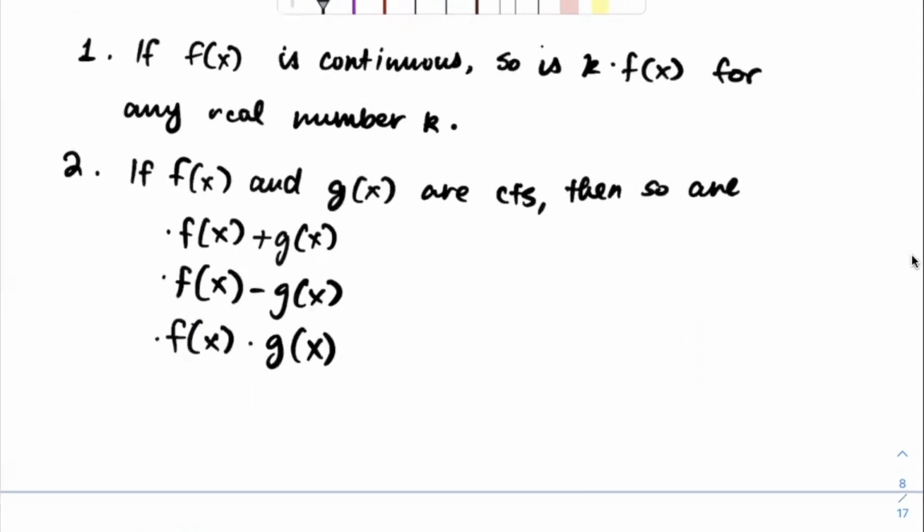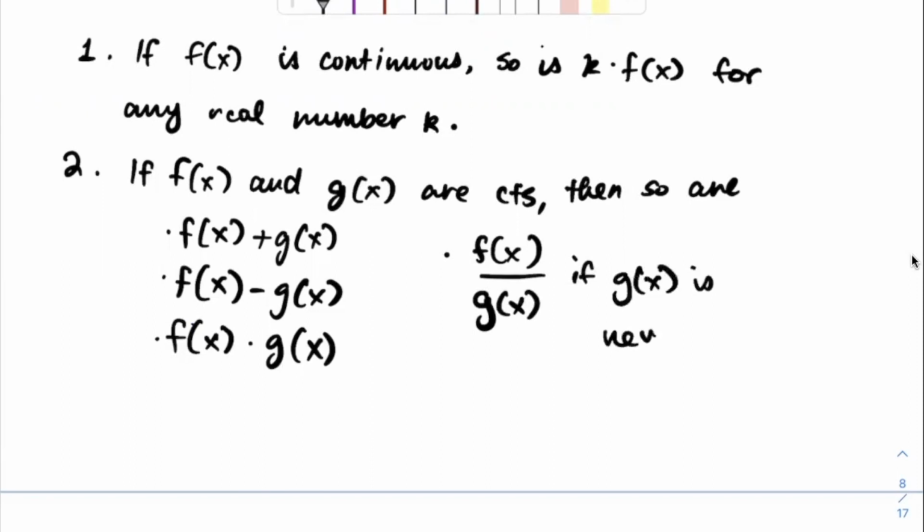Now, we can also divide, but this requires one additional condition because we can never divide by 0. So f of x over g of x is continuous if g of x is never 0 on the interval. All right, and that's super important. We're never allowed to divide by 0. So if g of x were 0, we would have a point where this wasn't defined at all, and then it wouldn't be continuous.